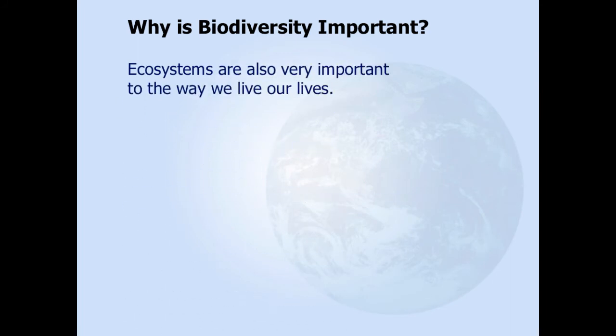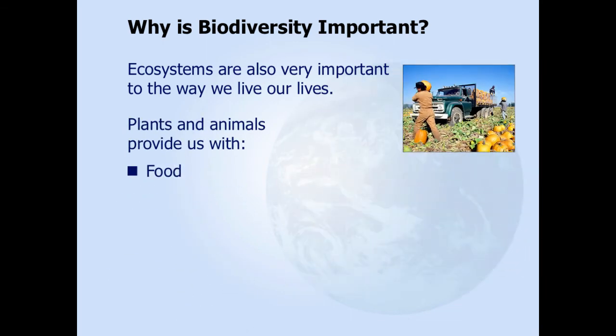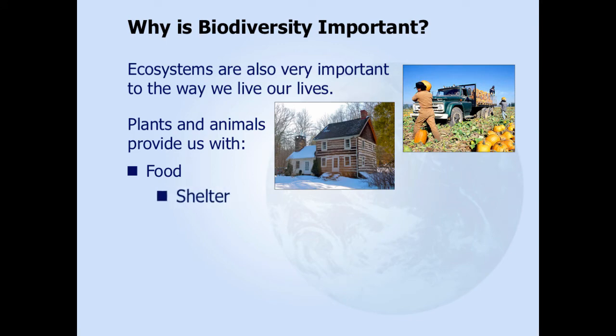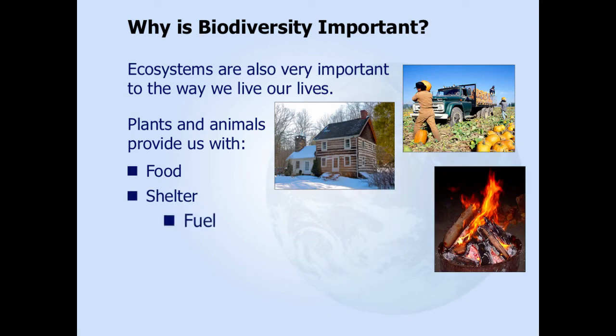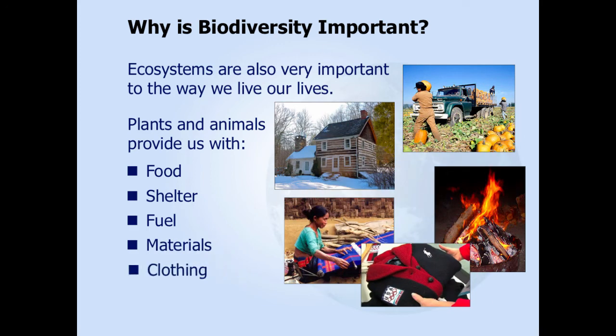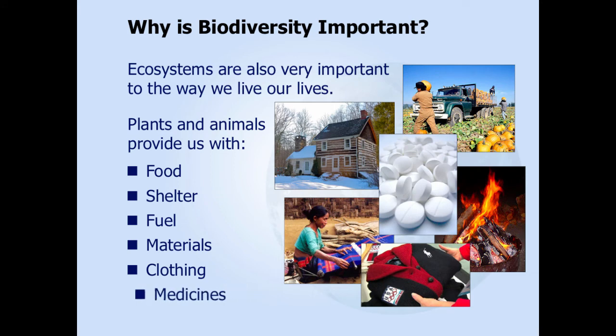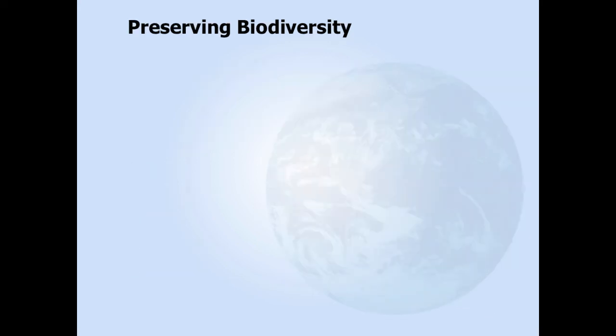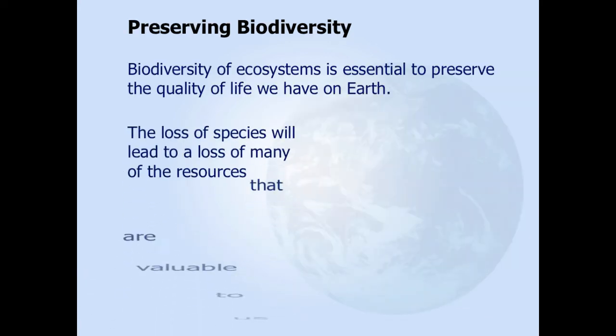Ecosystems are also very important to the way that we live our lives. Plants and animals provide us with food. They can provide us with shelter. They provide us with fuel, materials, and clothing, and even medicine. So think about trying to live your life without a house, without a fire, without clothes, without medicine. I mean, plants and animals, even though they are living things, they help us as humans, and they're so important.